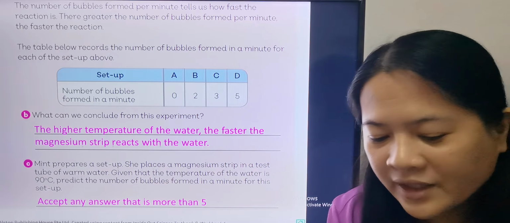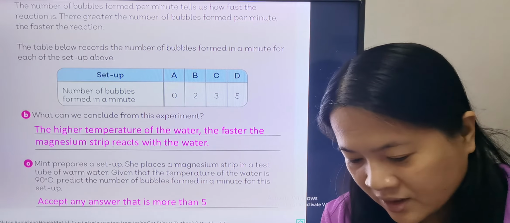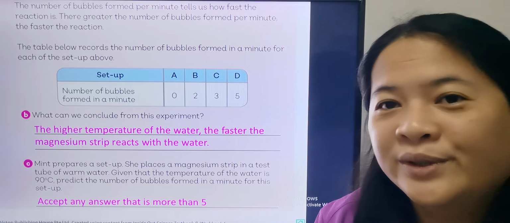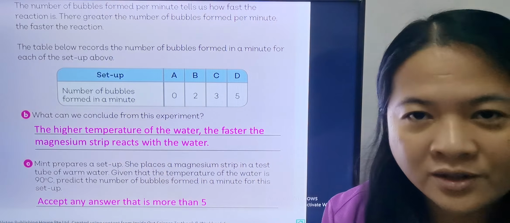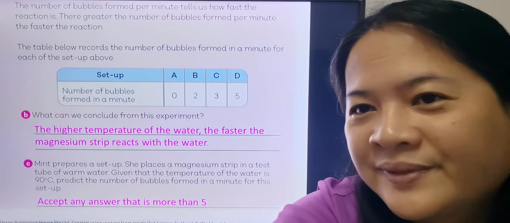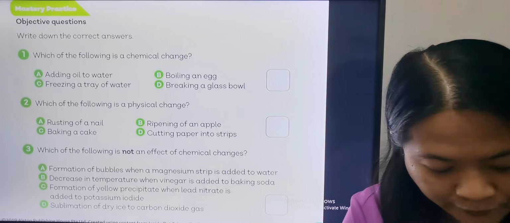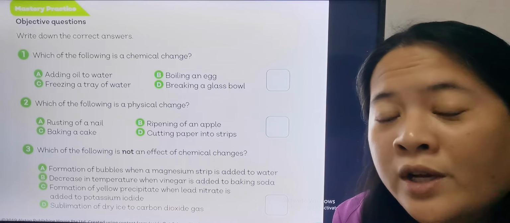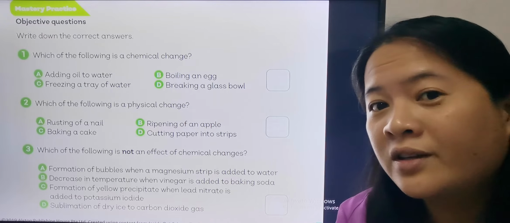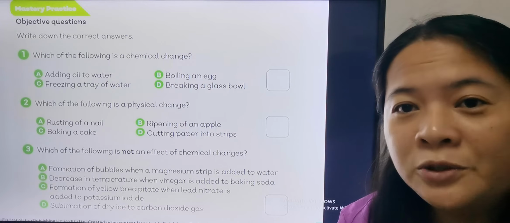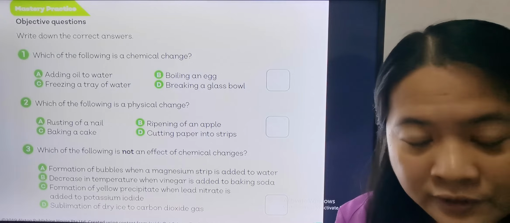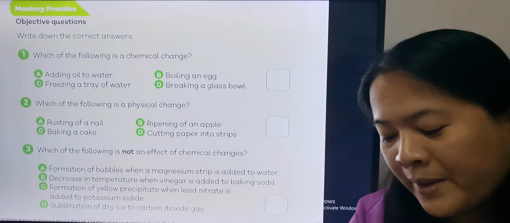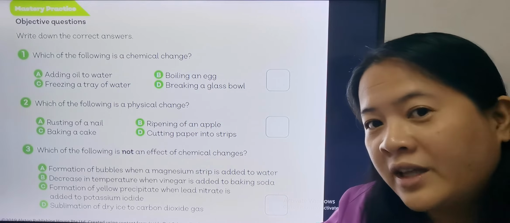So we can go back to your workbook, page 52. Okay, go to your workbook, page 52, go back to page 52. Okay, so for the objective questions, page 52 and 53, I want you to answer by yourself, but I'm going to explain to you, okay? But you have to answer by yourself, okay? Page 52 and 53, that's your homework for today, okay?